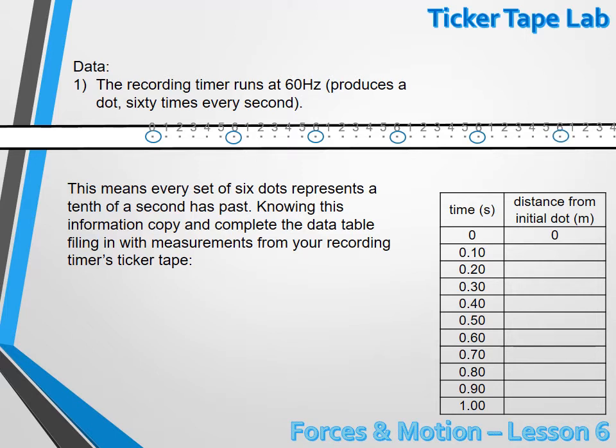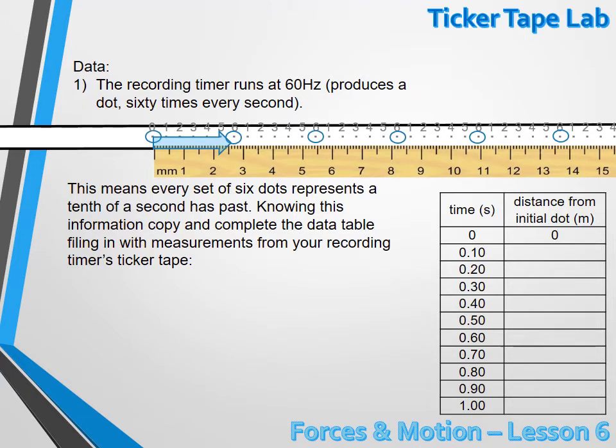Now, each one of these gaps has 6 dots between them. There's 6 gaps between each one of the dots I've circled. That means 1/10 of a second has passed between each one of the circled dots. So I'm going to get out my ruler, and I'm going to measure how far the tape was pulled in 1/10 of a second. So I measure.